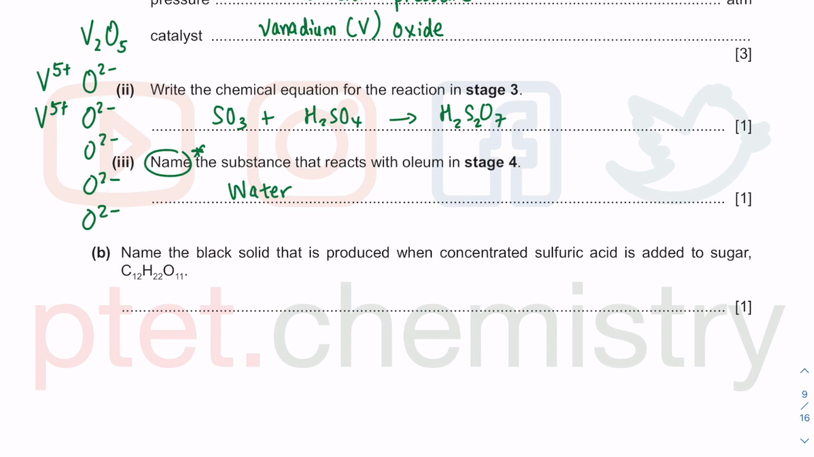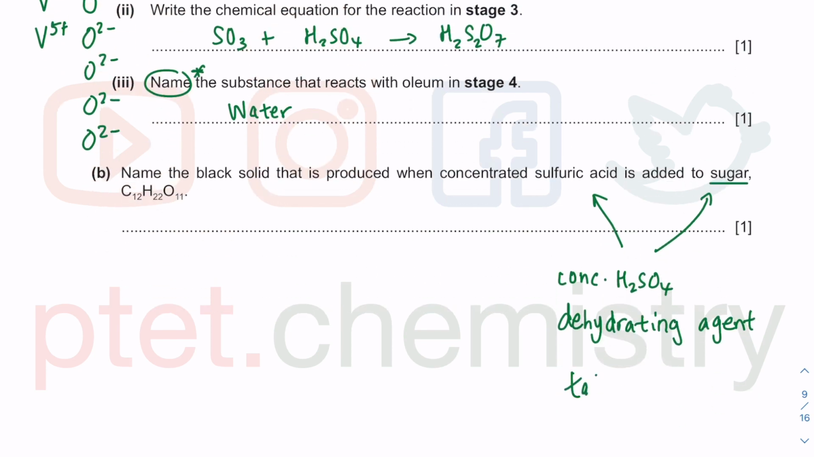Now what happens when concentrated sulfuric acid is added to sugar? So we know that when you add sugar to concentrated sulfuric acid, the concentrated sulfuric acid is acting as a dehydrating agent. Dehydrating agent basically means it's going to take away the water. So take away the H2O. As you take away the H2O, you're going to take away 11 times H2O, because 22 hydrogen, 11 oxygen. So what's going to be left behind is just carbon solid, and that is just the name of the carbon solid.